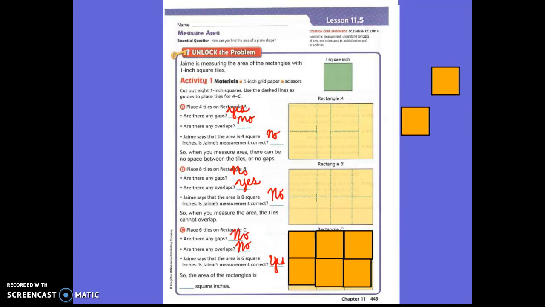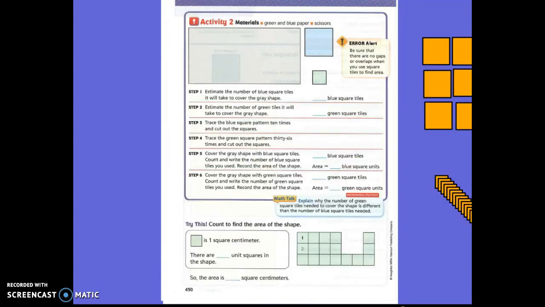So the area of this rectangle is how many square inches? 6. Okay, do you see how we don't say square units this time? That's because they actually told us that it was using inch tiles, okay? So that's how you know instead of saying square units, you can say square inches because it tells you it's inch. Okay? Next.